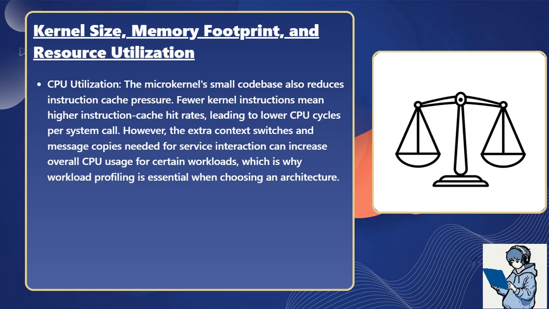CPU utilization. The microkernel's small codebase also reduces instruction cache pressure. Fewer kernel instructions mean higher instruction cache hit rates, leading to lower CPU cycles per system call. However, the extra context switches and message copies needed for service interaction can increase overall CPU usage for certain workloads, which is why workload profiling is essential when choosing an architecture.